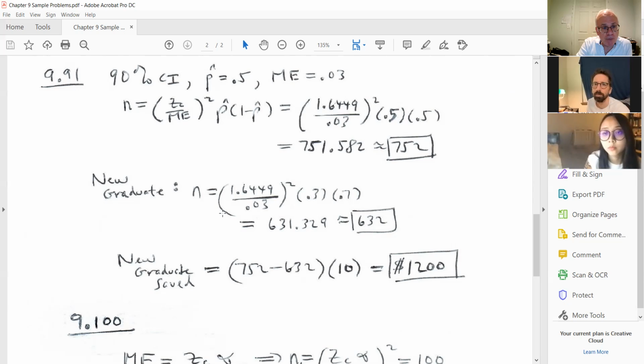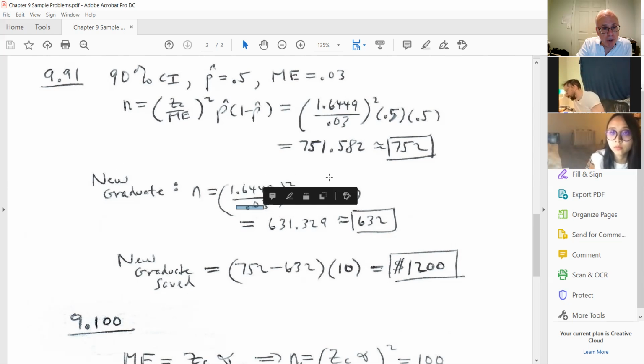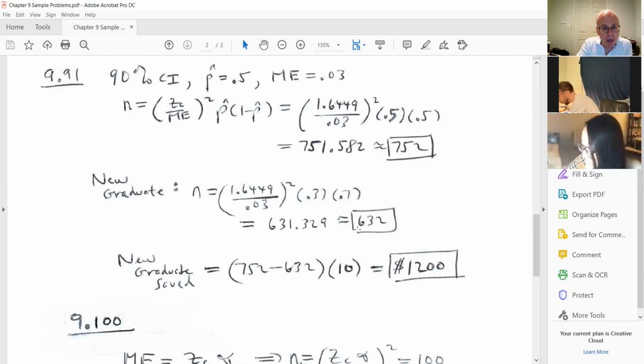Now with the new graduate suggested 0.3 as p hat. Remember, this ratio squared remains the same, right? No change at that. And then I'm going to multiply that square term by 0.3 times 1 minus 0.3, which is 0.7. I get 631.329, and I round that up to 632.